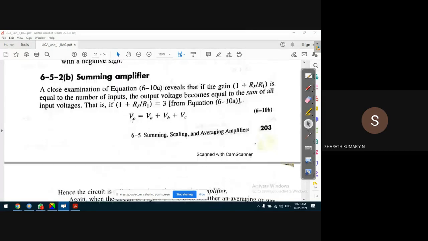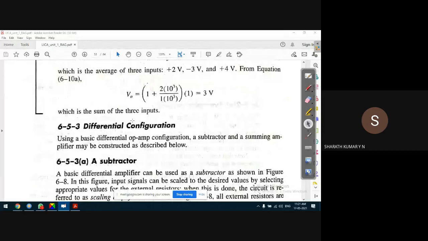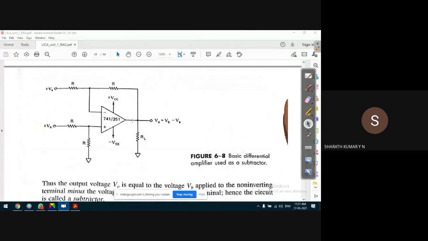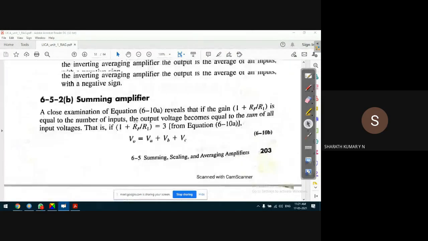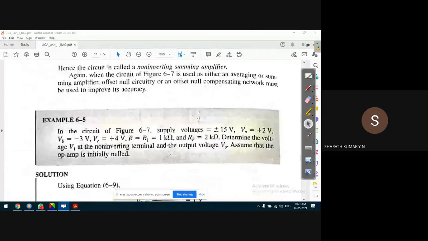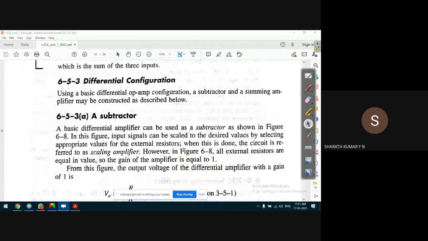Okay, so the averaging amplifier we discussed, the summing amplifier VA plus VB plus VC, I think this is also discussed. Differential summing amplifier, I think we discussed last class. We'll continue from the differential configuration. So the differential configuration, as the name suggests, is basically a subtractor.